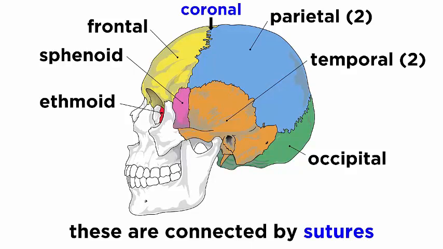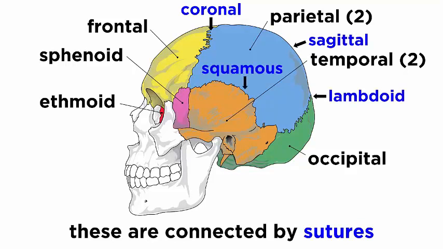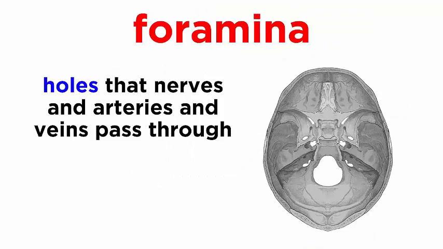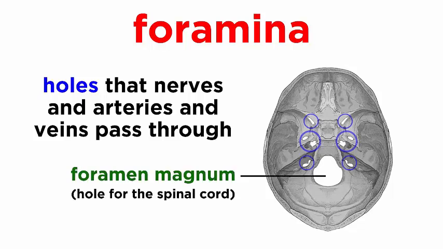These are the coronal, sagittal, lambdoid, squamous, and occipitomastoid sutures. We should also mention the foramina, which are holes that nerves and arteries and veins pass through, most notably the foramen magnum at the base of the skull, through which the spinal cord passes.